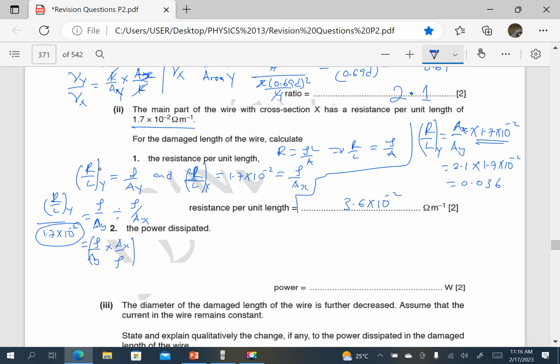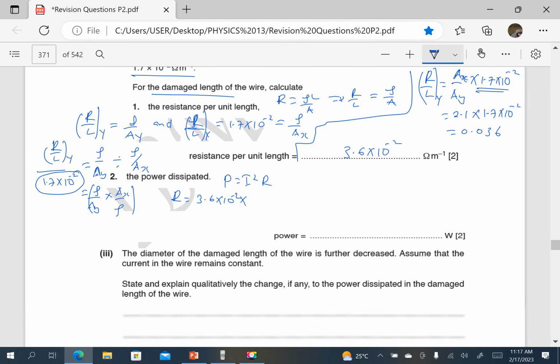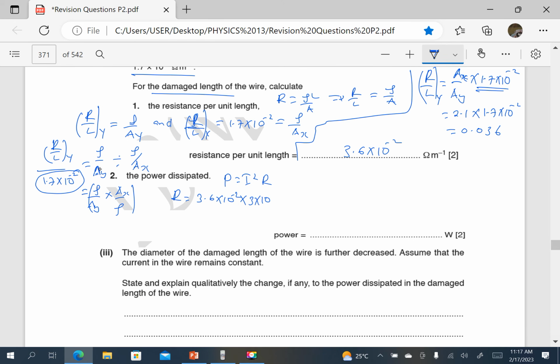Of course, we know that power is equal to I squared times R. We want the power dissipated in the damaged section. So the resistance per unit length is that, and we just need the length itself to find the total resistance. Total resistance is going to be resistance per unit length, which is 3.6 times 10 to the power negative 2, times the length. The length of the damaged section is 3 millimeters, so it will be times 3 times 10 to the power negative 3. That is the total resistance.